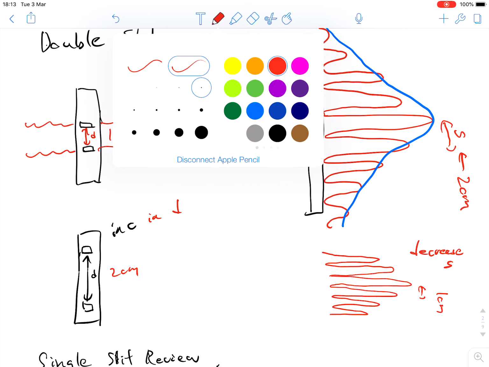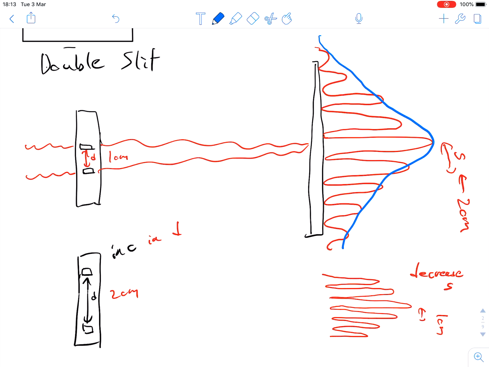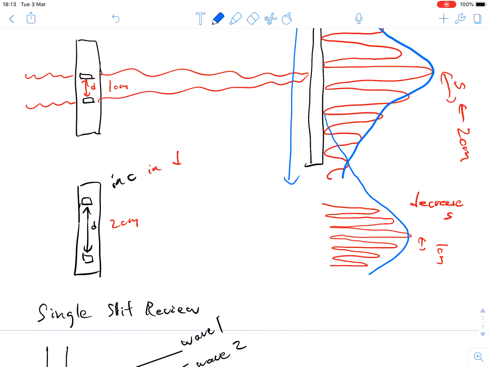Now, interestingly speaking, if this whole distance for our single slit was, let's say, 15 centimeters, that actually still holds true for this other interference pattern. So it will still hold for the entire 15 centimeters. Changing D will not have any effect on that.